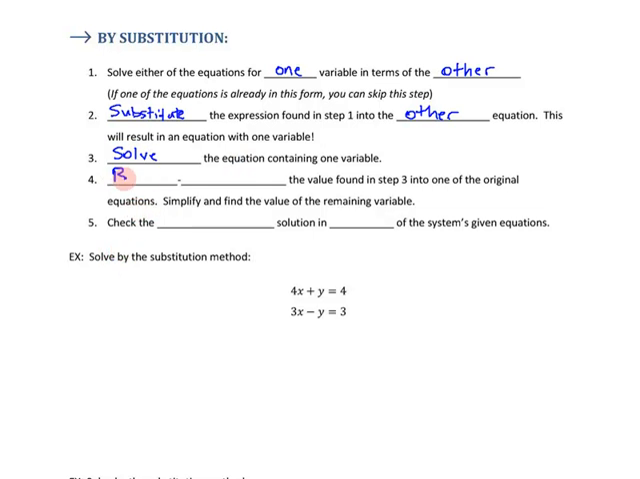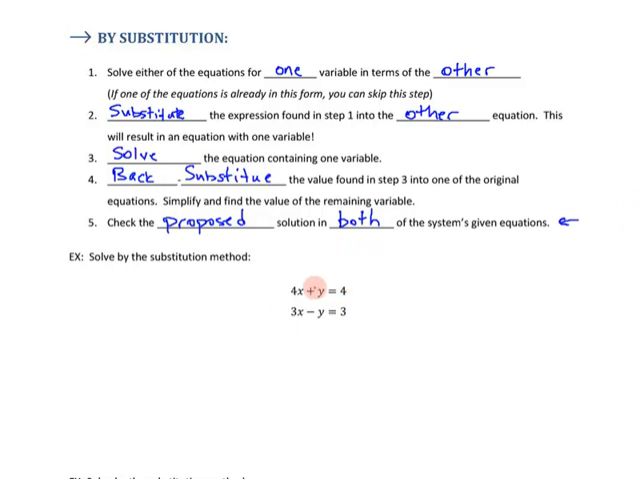Then we back substitute. We take that answer and plug it back into one of the original equations, or actually we could even plug it into the result of step 1 and simplify, thus giving us the value of the remaining variable. Okay? We always want to then check the proposed solution in both of the original equations, right? That's our check step to make sure that we have done everything correctly. So let's take a look at this example here.